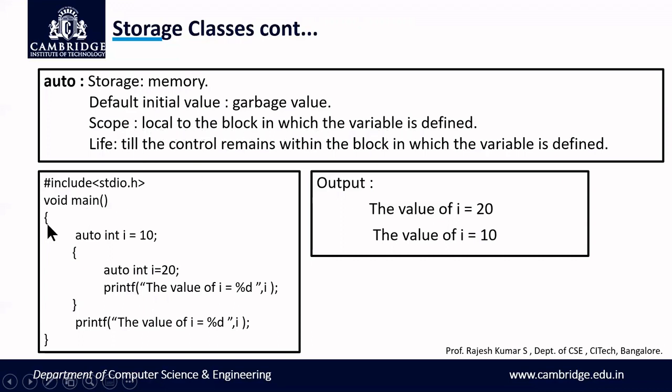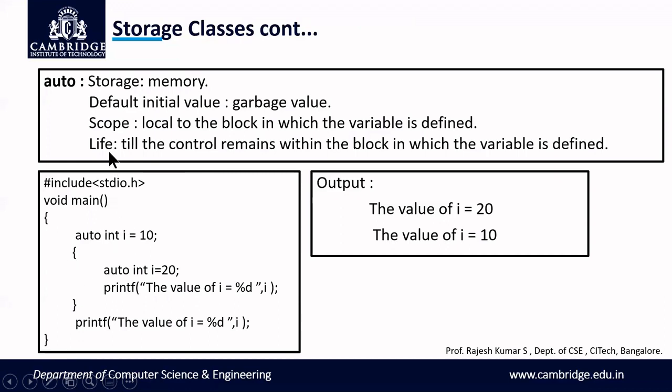Now block, in the sense, this open and close braces is one block. This is the main block. Again, this open and close braces is one block. Now here what we have written is auto int I is equal to 10. This I variable belongs to this outer block. Now this I is a variable which belongs to the inner block. This is called one block, right?